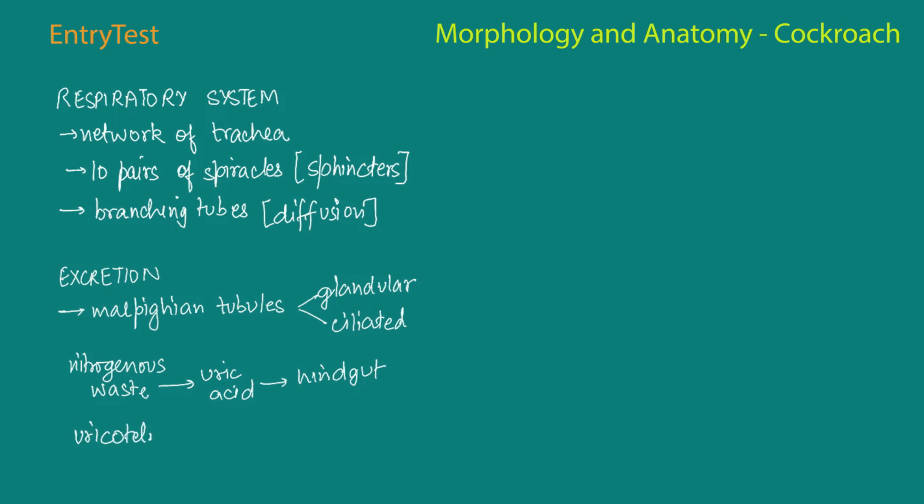In addition, the fat body called nephrocytes and uricose glands also help in excretion. So they are worth a mention over here. Nephrocytes and uricose glands.